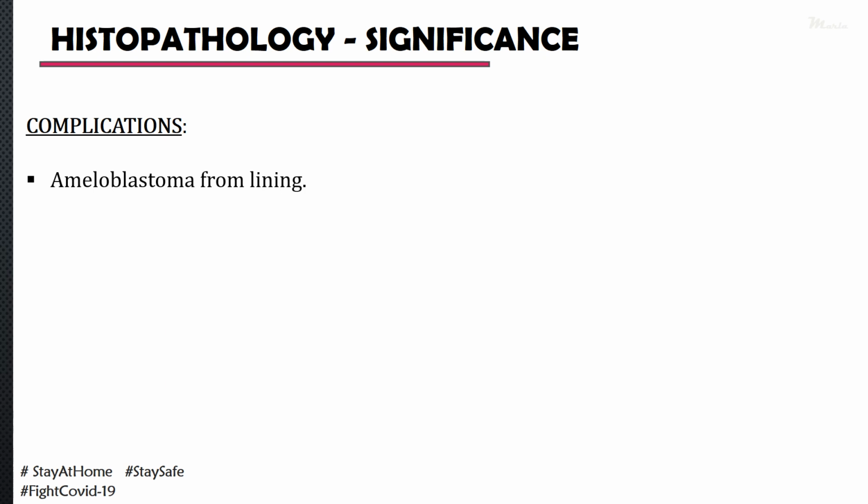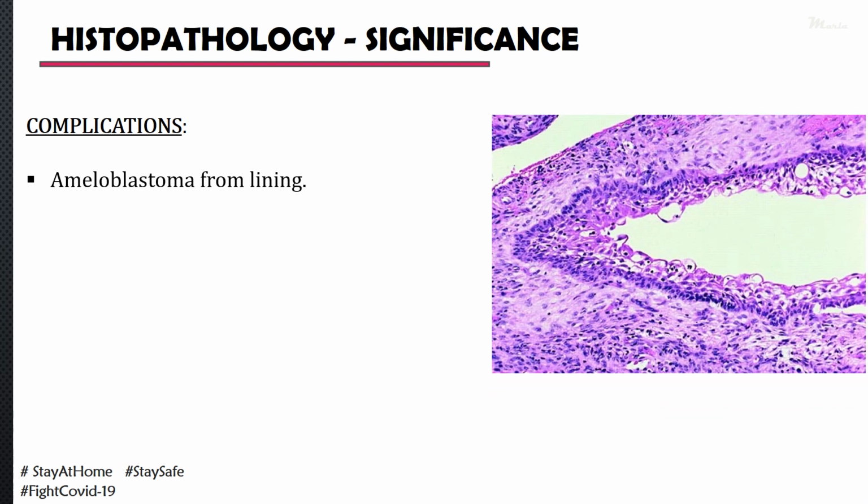Ameloblastoma is an odontogenic tumor arising from odontogenic cells. Dentigerous cyst may at times give rise to a cystic variant of a tumor which is known as ameloblastoma. The photomicrograph here shows a classical representation of a unicystic ameloblastoma wherein a cyst-like space is lined by odontogenic epithelium and surrounded by a connective tissue.